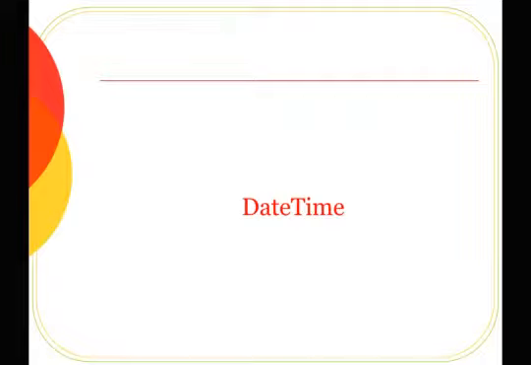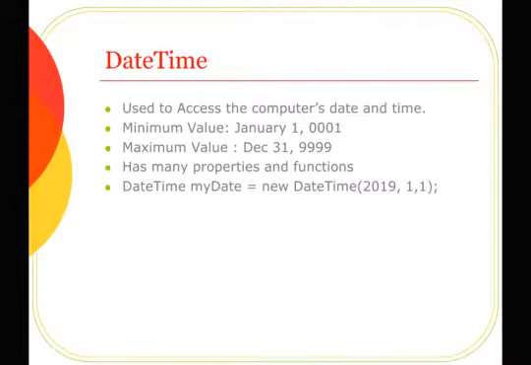So let's talk about date time. This is probably something you guys right now should pay real close attention to. It's used to access the computer's date and time. It has a minimal value and a maximal value, as you see on the screen. It has many properties and functions. This is how you would instantiate a date time from scratch. Notice it's year, month, day. You can get down to the milliseconds because the function is overloaded.